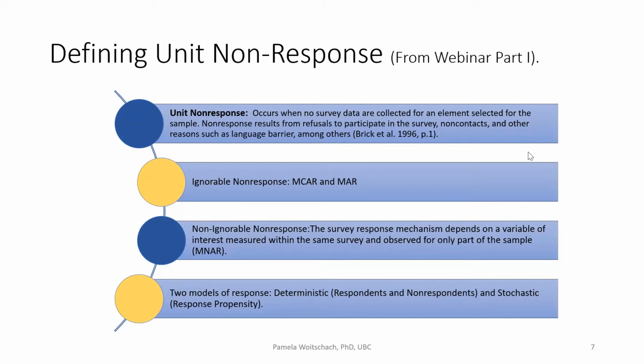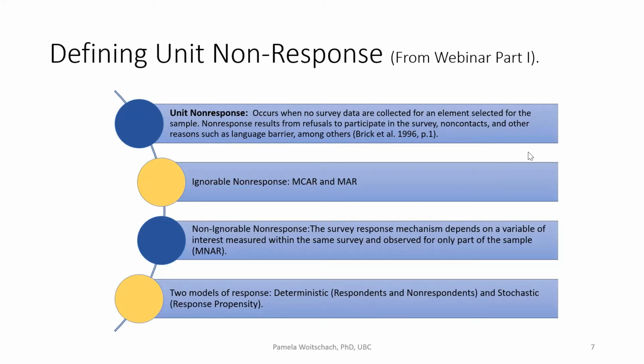And this pattern of missing data can also lead us to a better understanding of the ignorability of the non-response mechanism. We say that non-response is ignorable when the missing mechanism is MCAR or MAR. However, when the non-response mechanism depends on a variable of interest, measured in the same survey and observed only for part of the sample, the mechanism of missingness is MNAR and in consequence, non-ignorable.